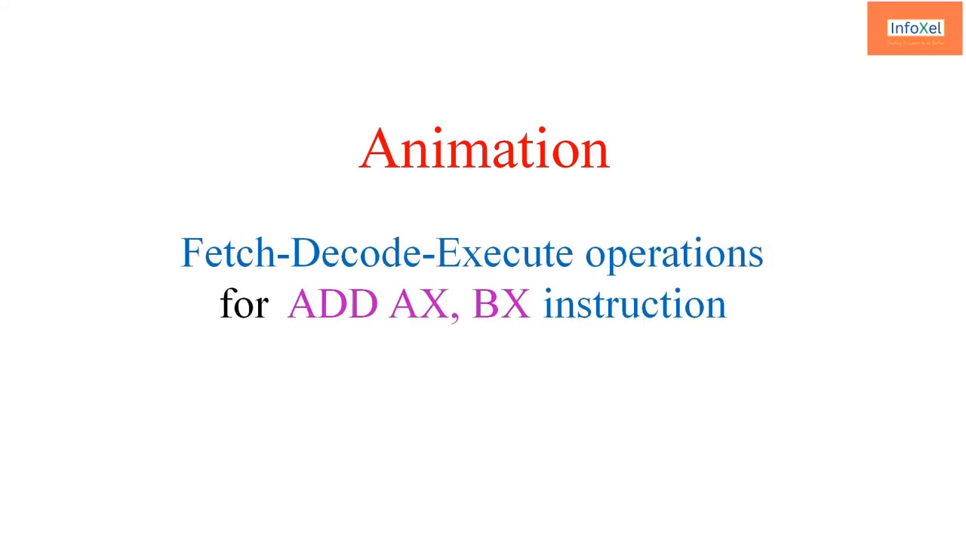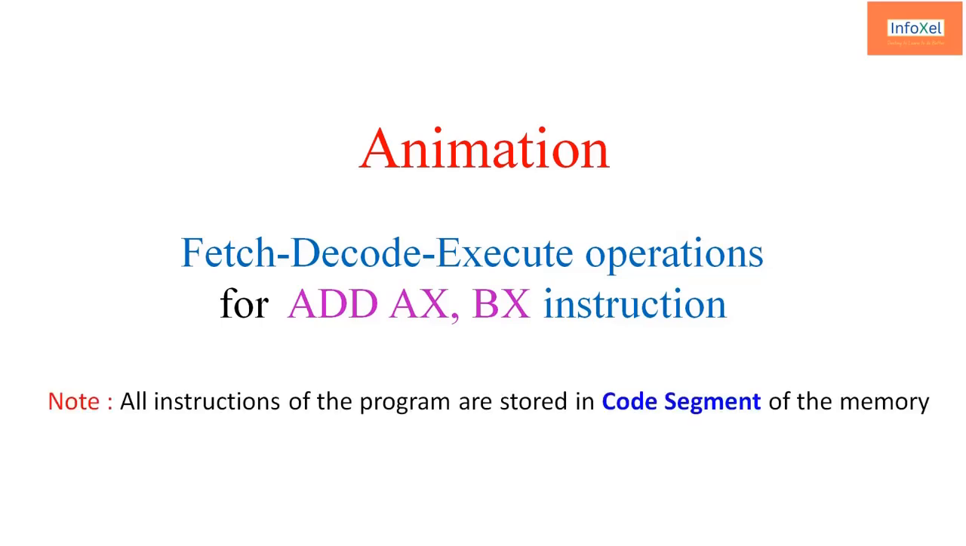Now we will see the animation of the fetch, decode, execute operation for the ADD AX, BX instruction. Please note that all the instructions of the program are stored in the code segment of the memory. Fetching is nothing but getting the instruction from the memory. That operation is called fetching. After fetching, the instruction is decoded and then executed. Execution means performing the addition operation, AX, BX.